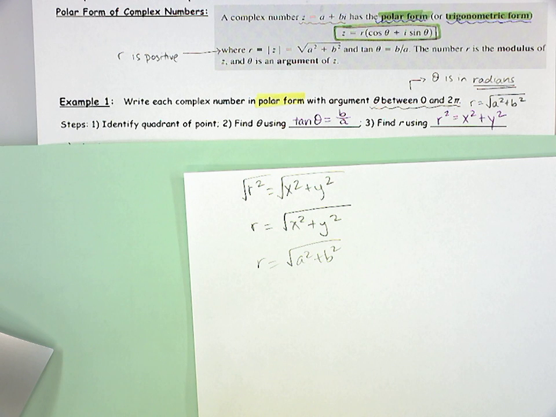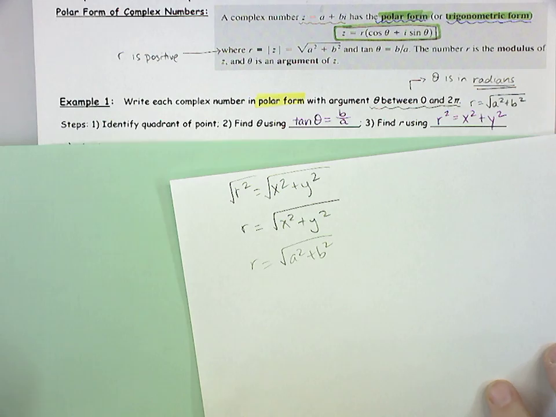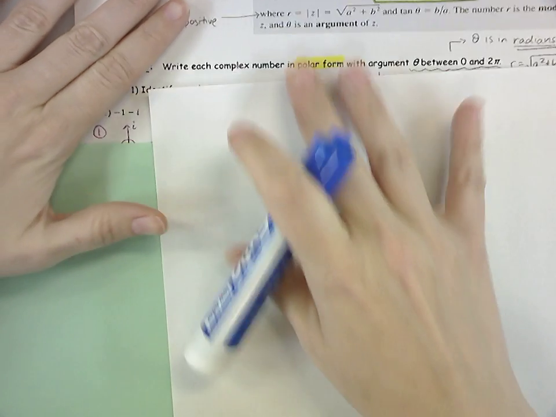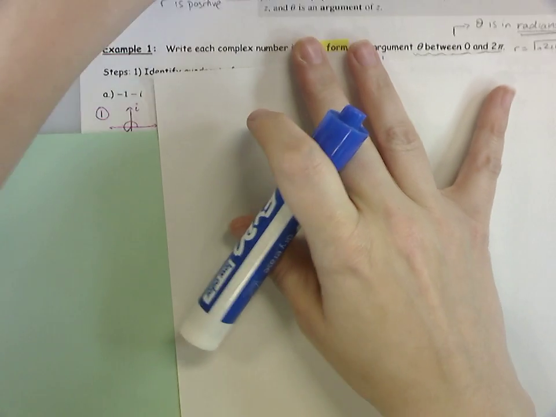Okay, so if you're graphing negative 1 minus i, Simon, what quadrant is that going to be in? Okay, tell me how you know that. Okay. Good, so if you change that into coordinate form, then you can rewrite it. And I actually plotted mine, so I'll show you what I do.